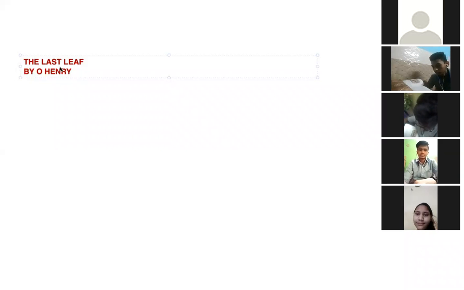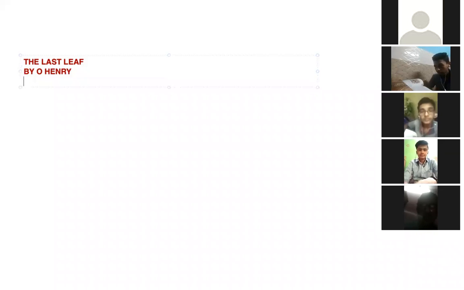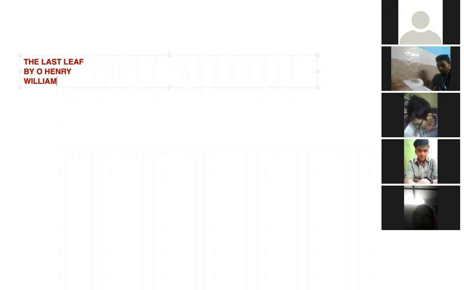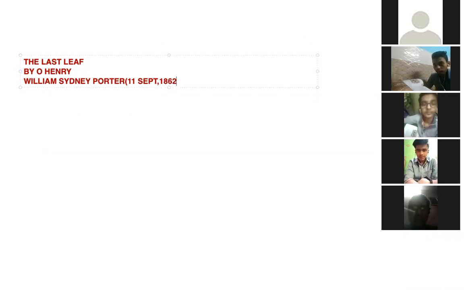Okay, so today we will take up The Last Leaf by O. Henry. And before getting into the text, as usual, I will first talk about the author of the text, O. Henry. His full name is William Sidney Potter. Okay, and he was born on 11th of September 1862, and he died on 5th June 1910. Okay, so this was his lifespan.